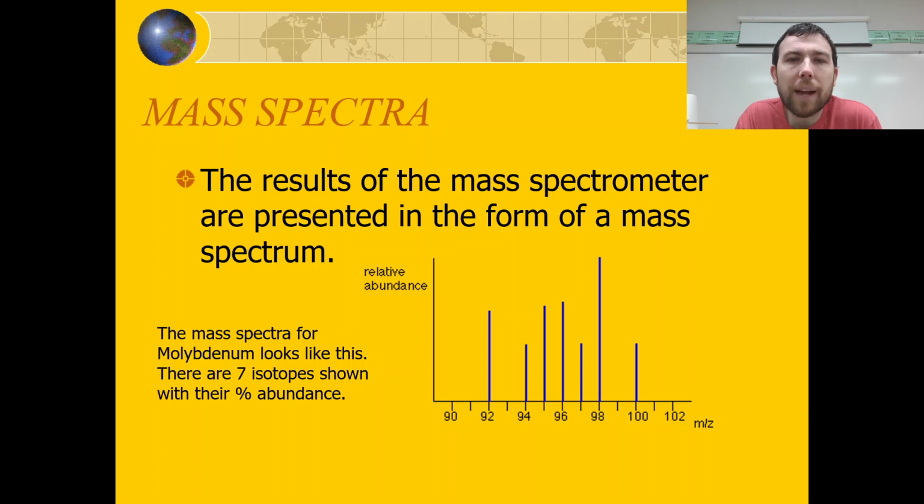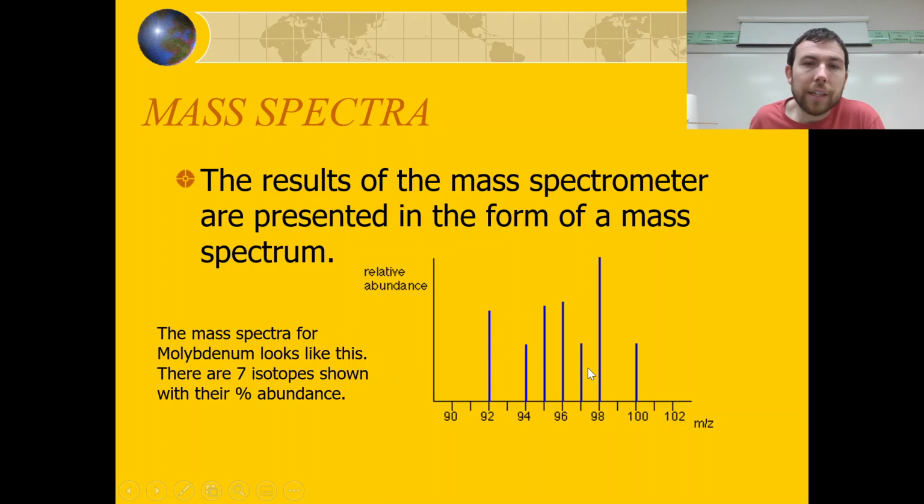And so the results of the mass spectrometer are presented in the form of a mass spectrum. So the x-axis has our mass to charge ratio, the y-axis has our relative abundance. And so based on this particular mass spectra, what we're seeing is, at least for molybdenum, the isotope that occurred the most was the isotope that had a mass of 98, right? It has the highest peak.